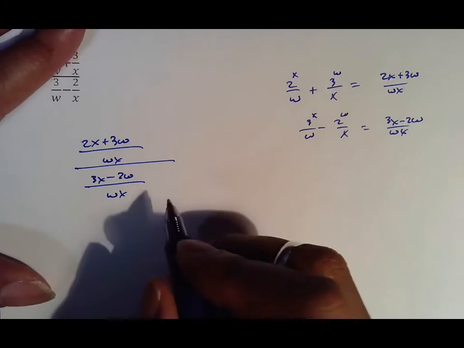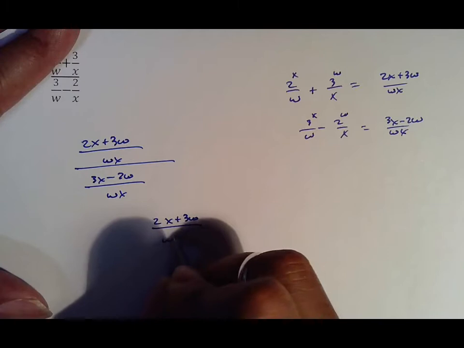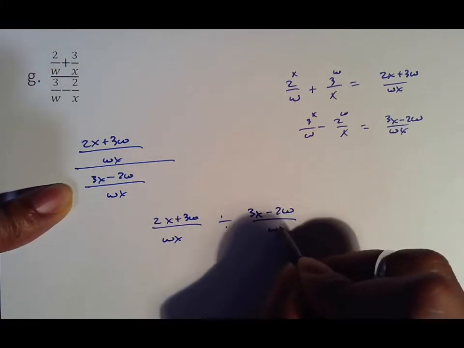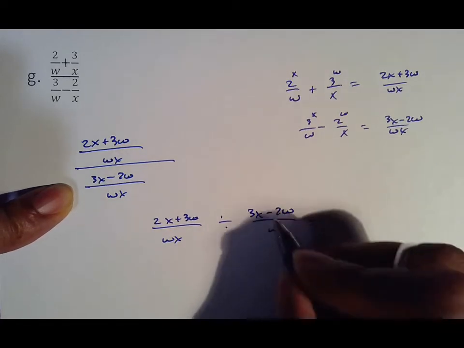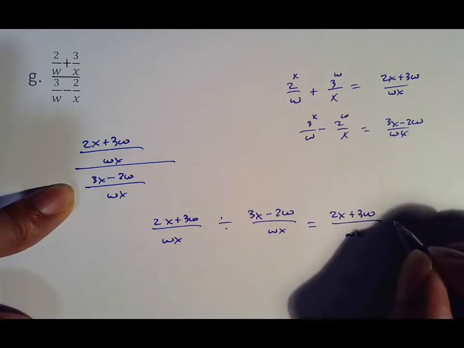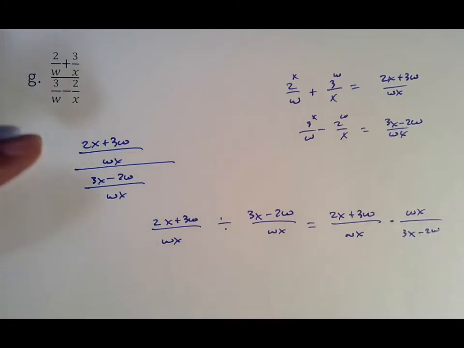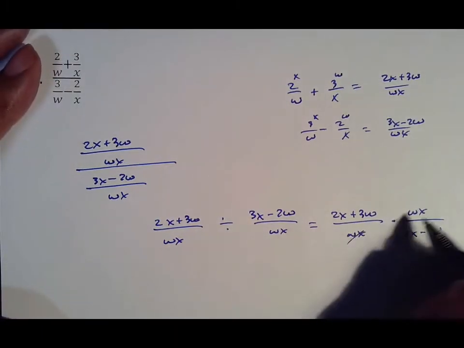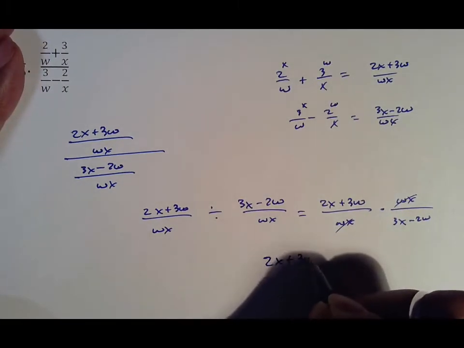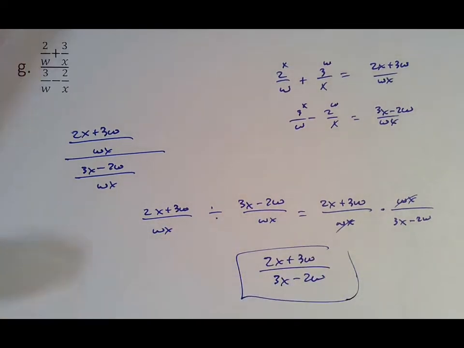which then turns into the division problem. So 2x plus 3w over wx divided by whatever is on the bottom, which is 3x minus 2w over wx, which then changes because I have to flip this to be 2x plus 3w over all this junk times wx over all this junk. Notice how wx is on top and bottom, so they go away, leaving me with 2x plus 3w over 3x minus 2w. And remember, I can't cancel just the 2 or the 3.